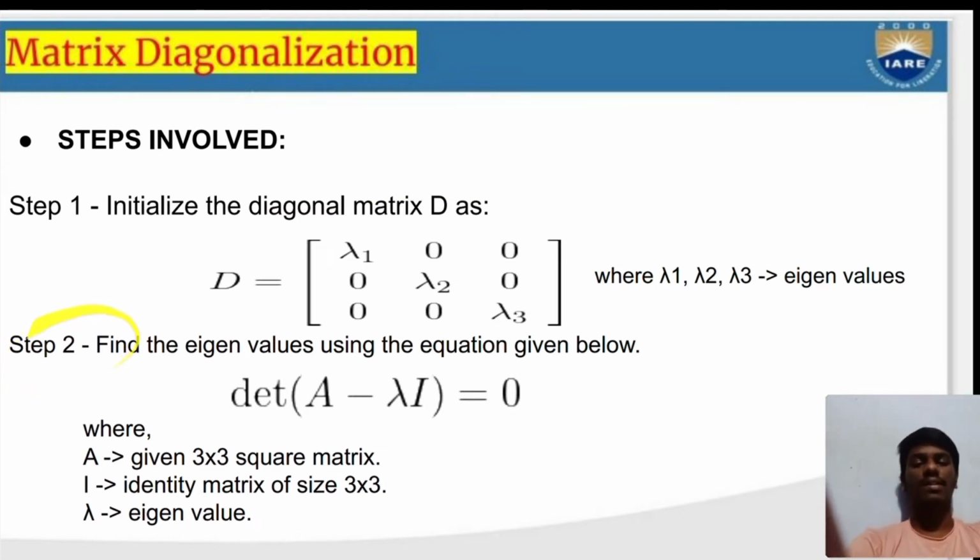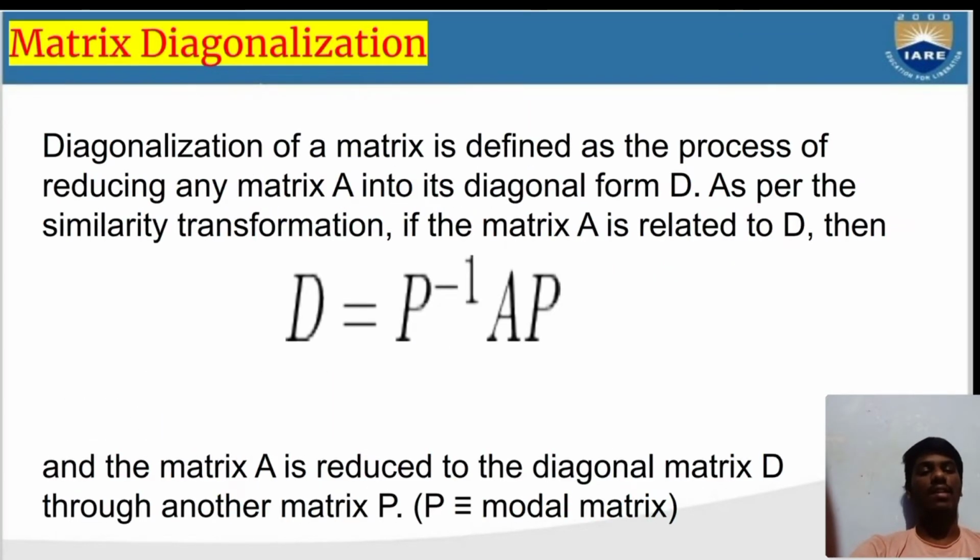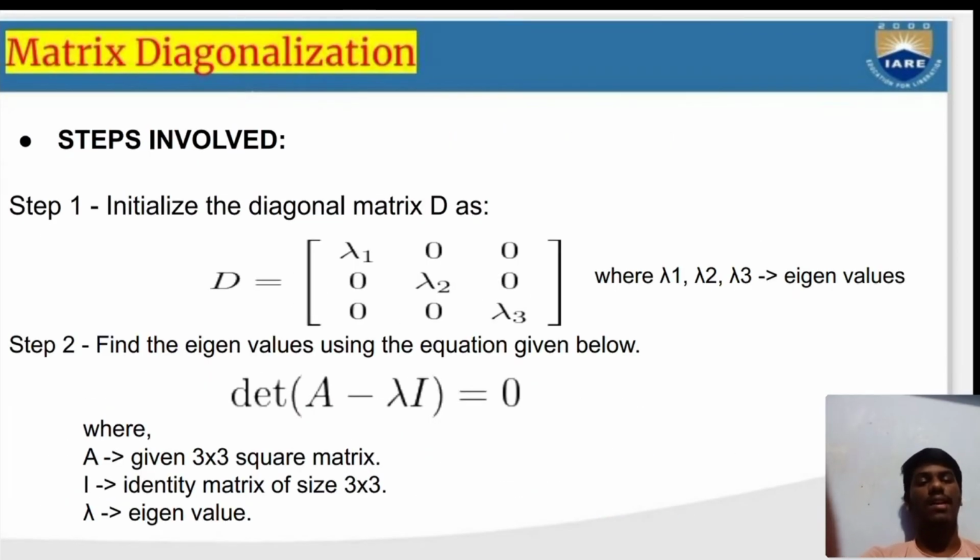Here step 2 arrives. In step 2, find the eigenvalues using the equation below. This equation is called the characteristic equation. By using this equation, det of A minus lambda I equal to 0, where A is given in the problem, lambda is the constant, the eigenvalues, and I is an identity matrix. By using this equation, we should find out the eigenvalues.